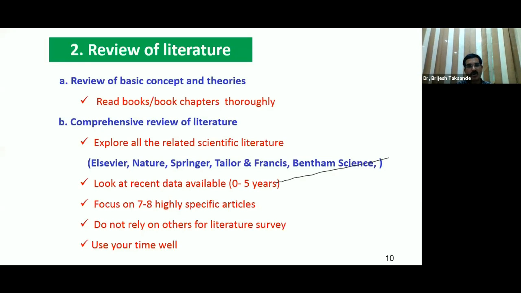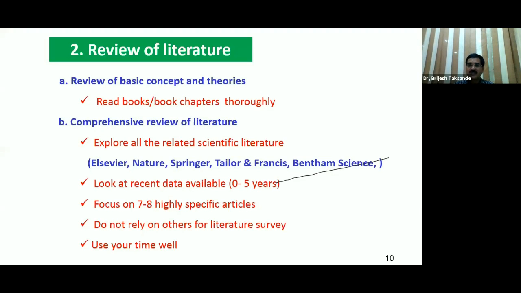You should be thorough with all the references used in those papers, with the methodology they have used, with the results they have obtained, with the scientific development they have contributed to the pharmaceutical sciences, and with the science they are contributing to the communities, right? So when you get thorough with these 7 or 8 articles, you will be in a better position to frame your own research plan and to execute it in a proper way.